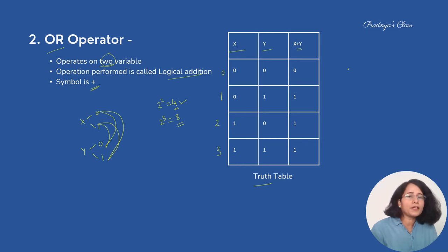So keep in mind how the OR operator works. If any of the inputs is 1, then the result will be 1, otherwise 0. So let's check here. Here both the values are 0, that's why 0. Here you can see one value is 1, that's why the result is 1. Here also one value is 1, so the result is 1. Here both are 1, that's why the result is 1. So in case of the OR operator, if any input is 1, the result will be 1, otherwise 0.